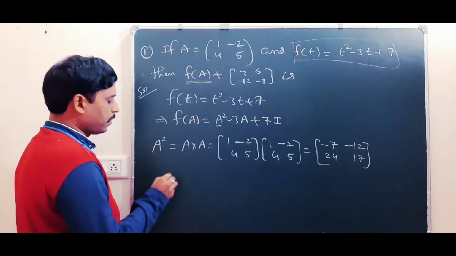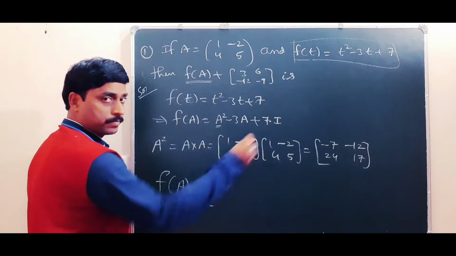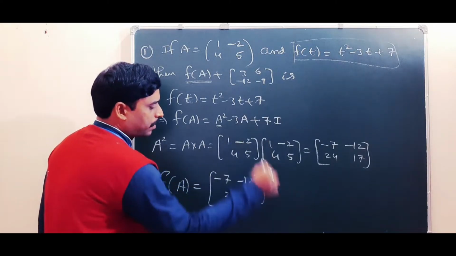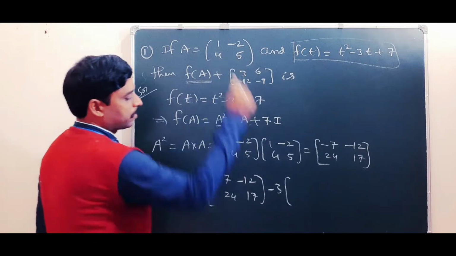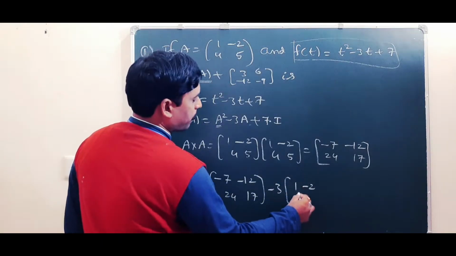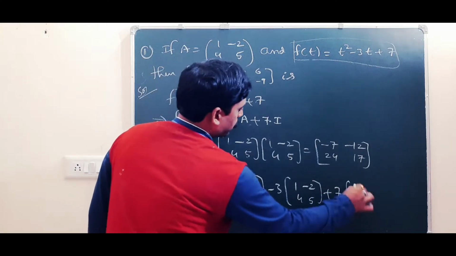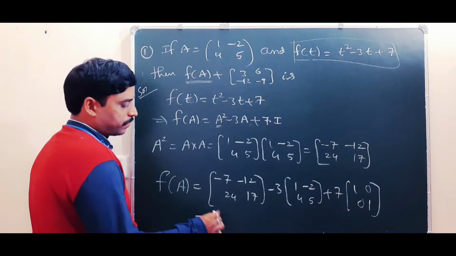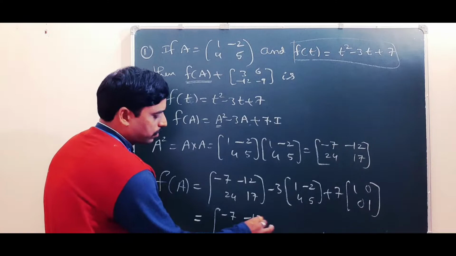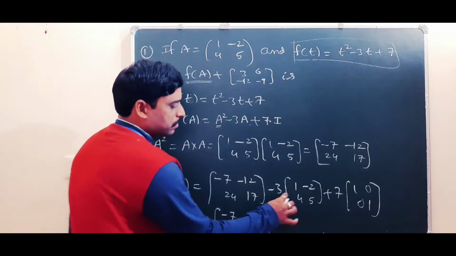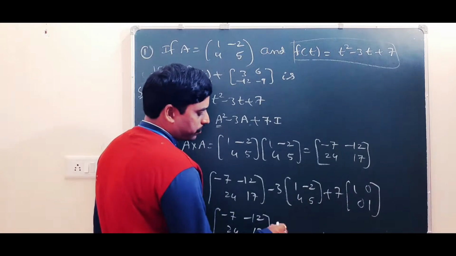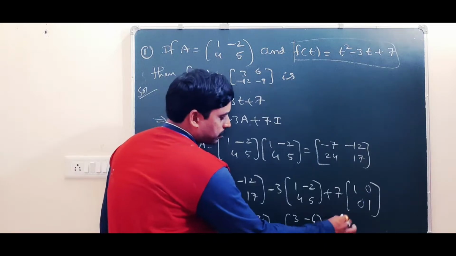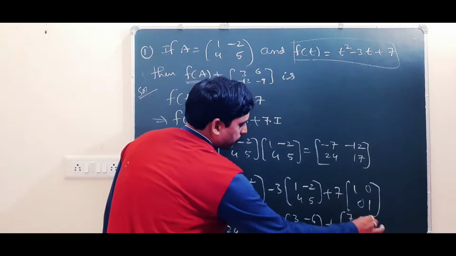Then we have to find f of A. f of A is equal to A square, whose value we have got as minus 7, minus 12, 24, 17, minus 3 times A. What is A given? 1, minus 2, 4, 5, plus 7 times I. I is the unit matrix. It is going to be minus 7, minus 12, 24, 17. So minus 3 multiplied to every element of this matrix: minus 3, 6, minus 12, minus 15, plus 7, 0, 0, 7.